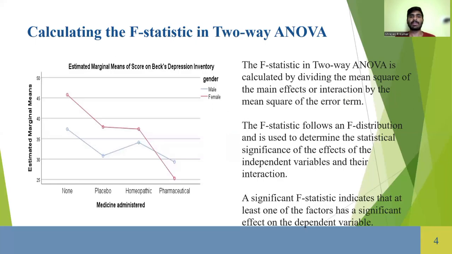Calculating the F statistic in two-way ANOVA. The F statistic in two-way ANOVA is calculated by dividing the mean square of the main effects or interaction by the mean square of the error term. The F statistic follows an F distribution and is used to determine the statistical significance of the effects of the independent variables and their interaction. A significant F statistic indicates that at least one of the factors has a significant effect on the dependent variable.